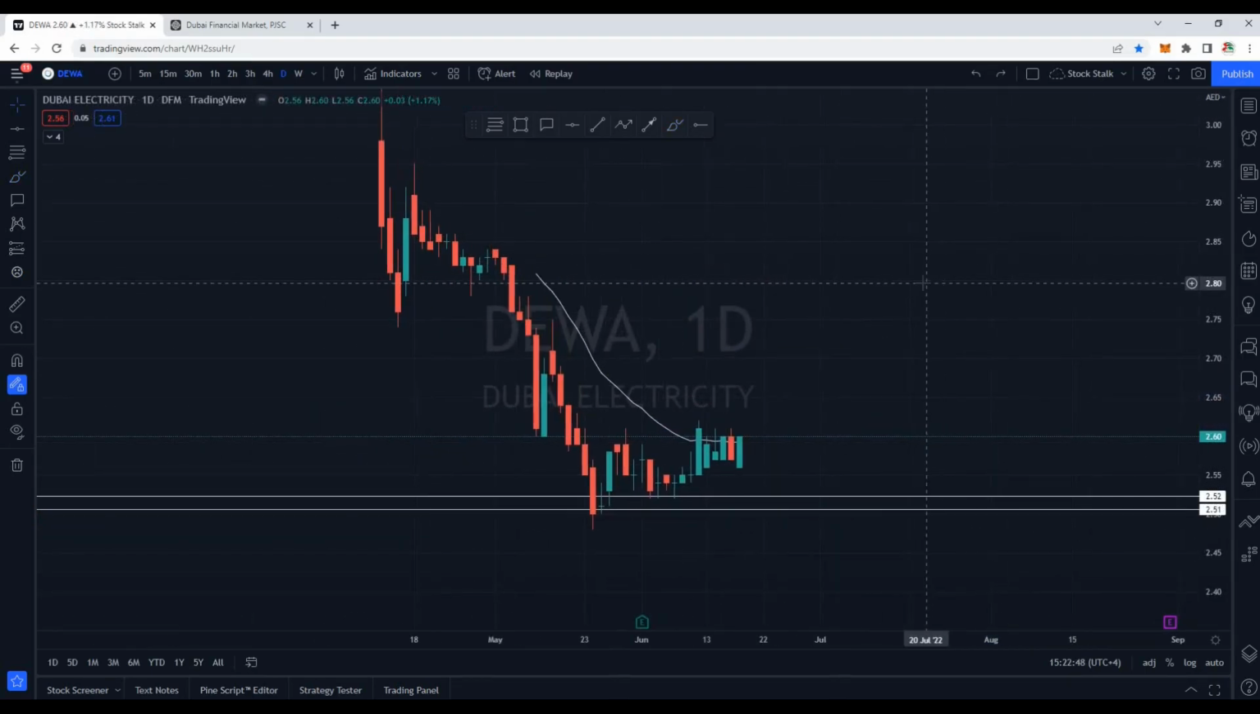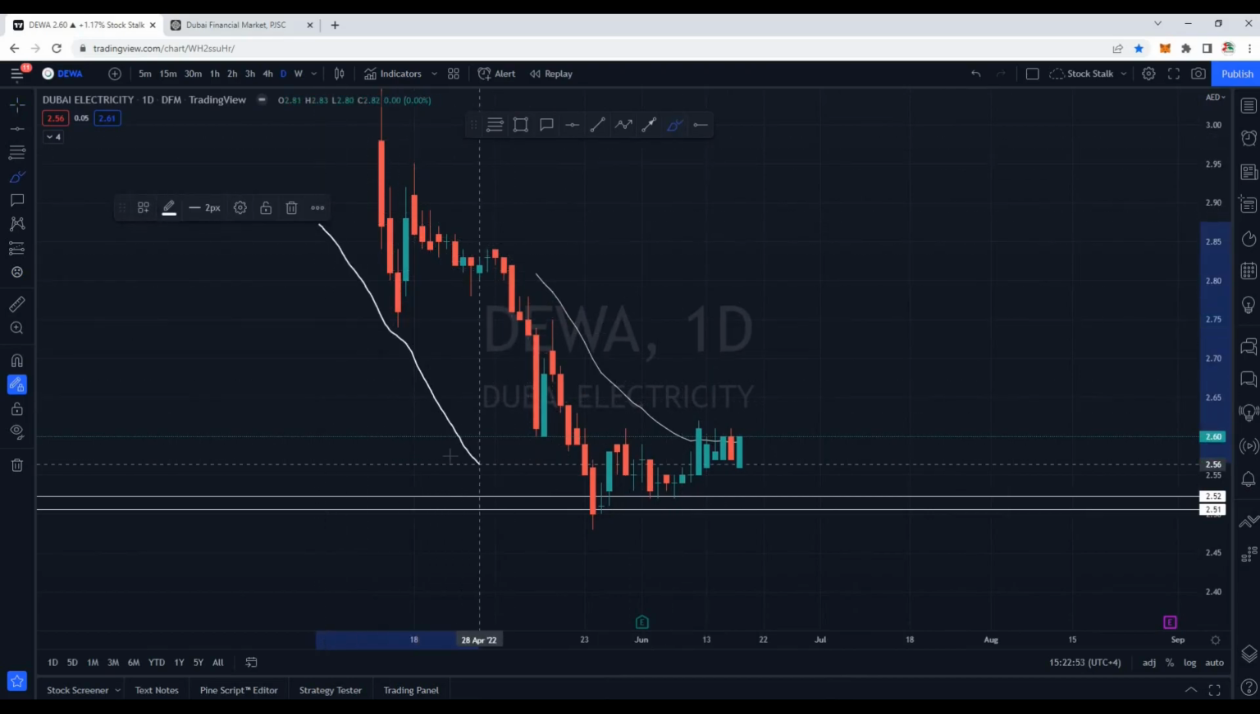And finally, now we have DIVA, the second bullish stock in the Dubai financial market. Price action is to the downside, as I have been mentioning in almost all of my technical analysis about DIVA. The support zone was right here, that is 2.48. That was also the listing price.